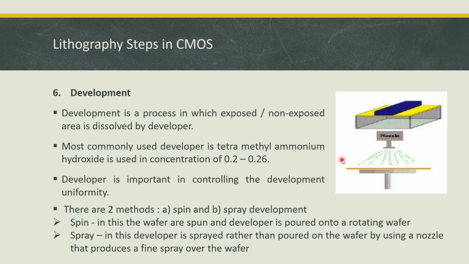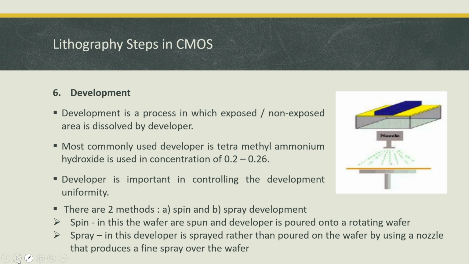Basically there are two types of development: first is spin and second is spray development. In spin development, the wafer is spun and the developer is poured onto the rotating wafer. In spray development, the developer is sprayed rather than poured onto the wafer using a nozzle. As you can see in the diagram, the spray developer solution is used on the silicon wafer, producing a fine spray over the wafer.